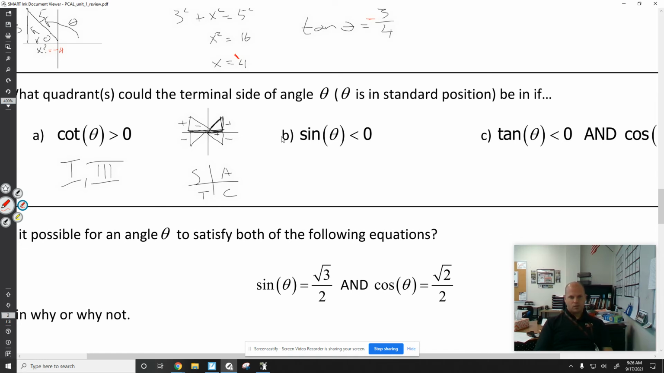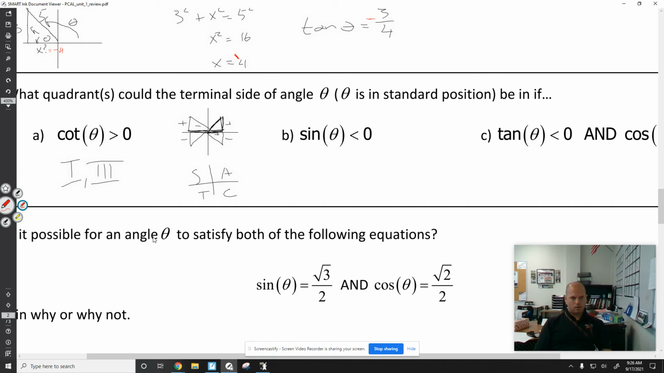Here, sine is negative. Less than 0 means negative. That means the opposite needs to be negative because hypotenuse is always positive. So this is negative. This is negative. We're in the third and the fourth quadrants. So using just 4 random triangles placed down and understanding side lengths, that's one way to do it.